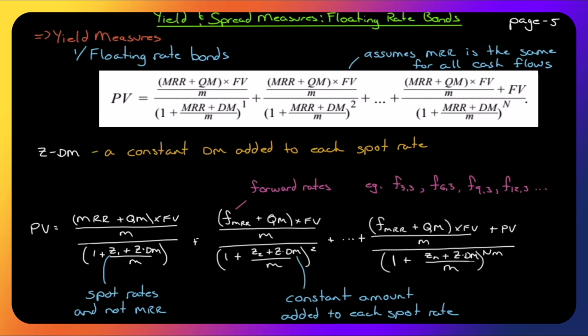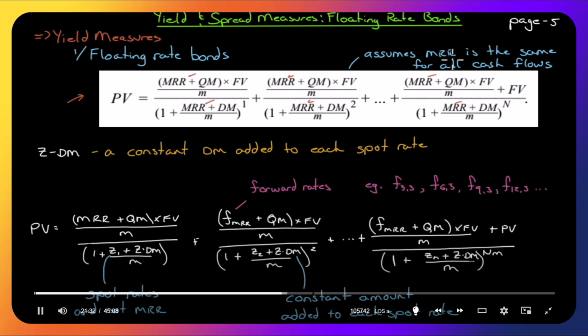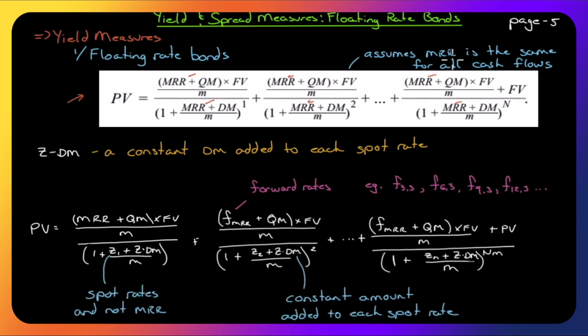All right, one last thing to look at here. Recall that we had seen this formula earlier. This is for calculating the present value of a floating rate bond. Notice that we have in the numerator here MRR, and we have the same MRR in the denominator, and we make no distinction among the MRRs. They're all the same. So it assumes that MRR is the same for all cash flows. That's not really reality here. We don't discount all of the cash flows at whatever the MRR is. At any point in time, we're discounting cash flows by the appropriate spot rate.